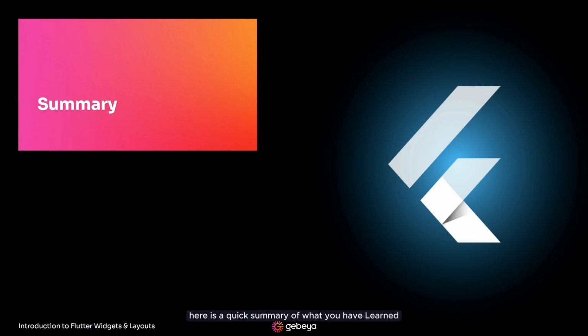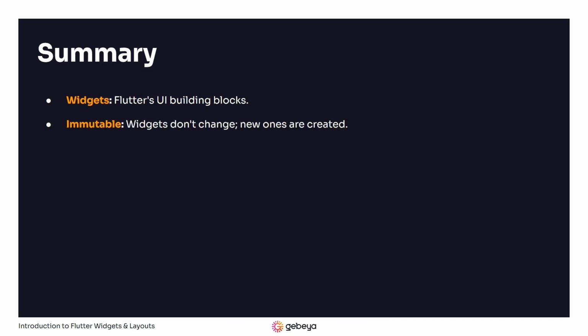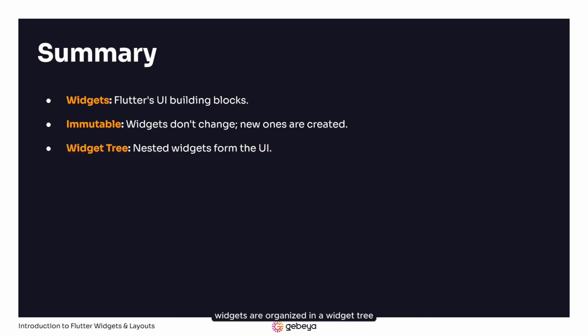Here is a quick summary of what you have learned in this lesson. Widgets are the UI building blocks in Flutter. Widgets are immutable, meaning they do not change directly. Instead, new widgets are created with updated properties when needed. Widgets are organized in a widget tree, forming the structure of your app's UI.